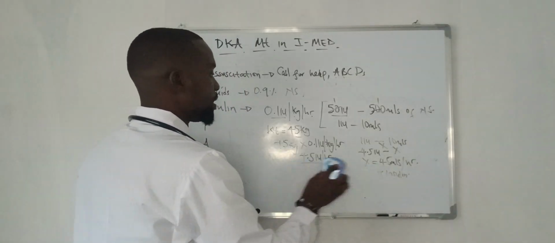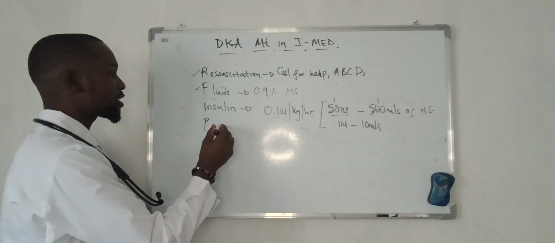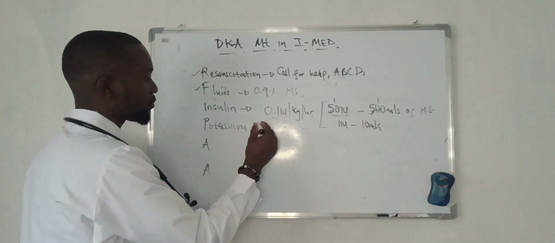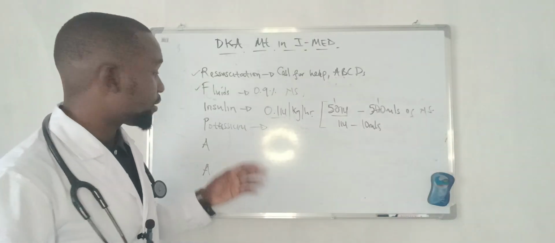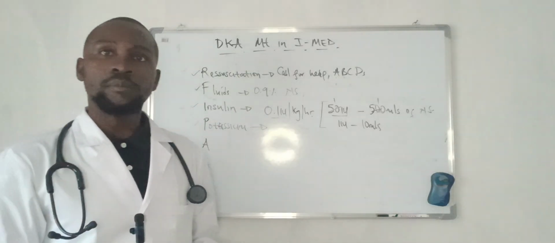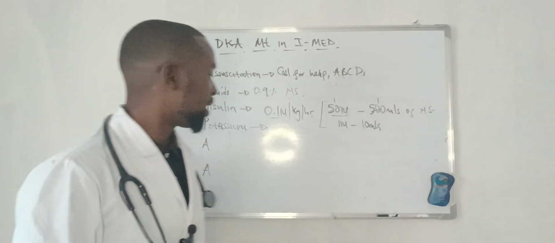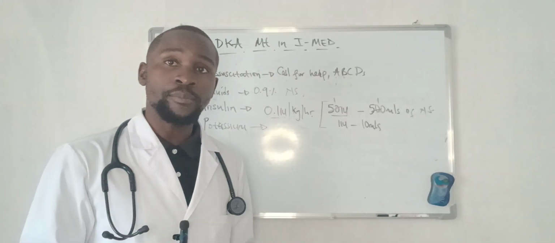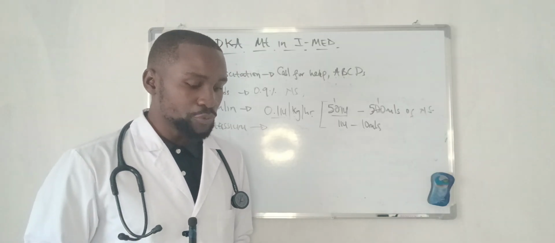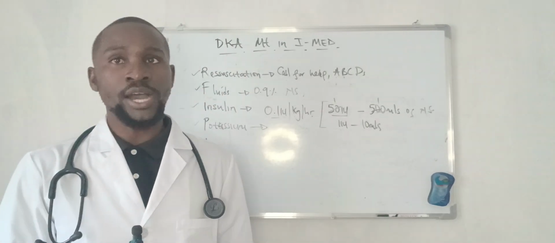So let's move now to P, which is potassium. So I've already explained why this is another principle of management. Replace electrolytes, correct electrolyte imbalances, specifically potassium management. I've already explained why the potassium will fall, because it will shift back into the cells and then it will fall. So there are circumstances in which you give the potassium. So you give the potassium when your urine output is okay.